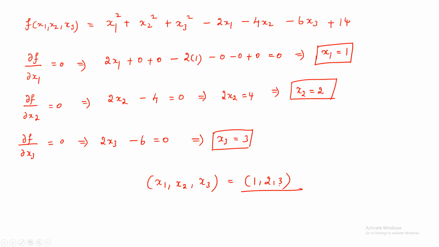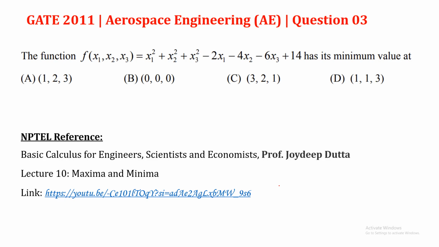Let's go to the options and see whether we have this in the options given in the question. So if we have option A to be 1, 2 and 3, that is the correct answer, right?